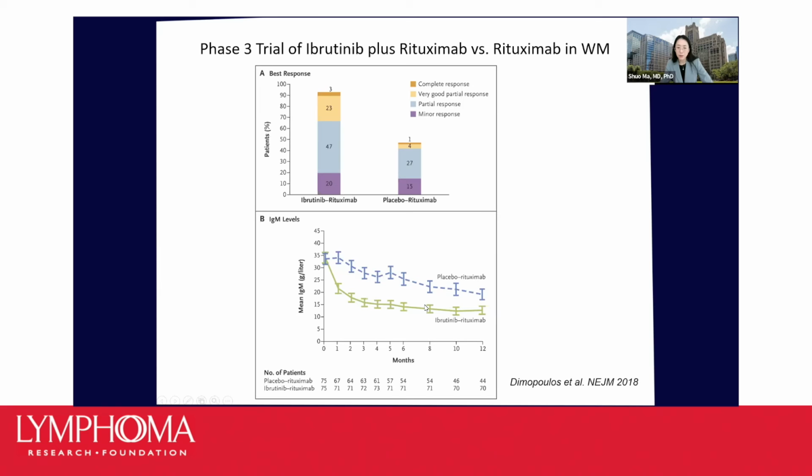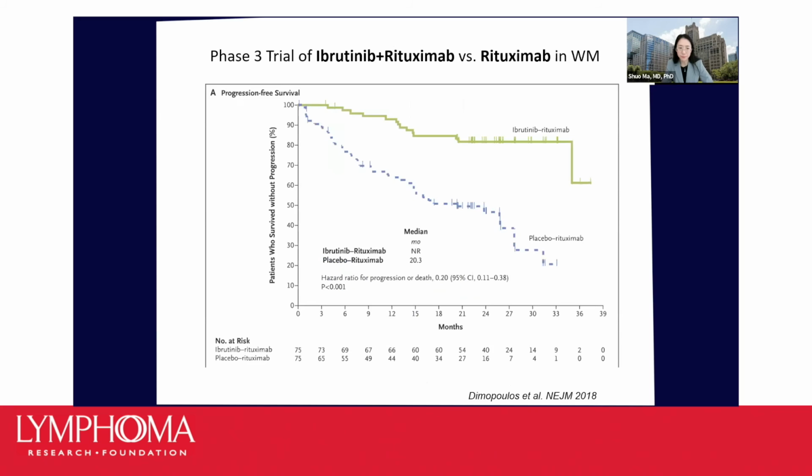If you look at the level of IgM reduction, the patients who received the ibrutinib combination, in the green line, have a much more significant IgM reduction compared to those patients who received rituximab alone. Based on this study, the FDA granted the combination as an additional approval for Waldenström Macroglobulinemia treatment. And you can see that the progression-free survival curve looks much improved by adding ibrutinib to rituximab, in the green line, compared to rituximab alone.